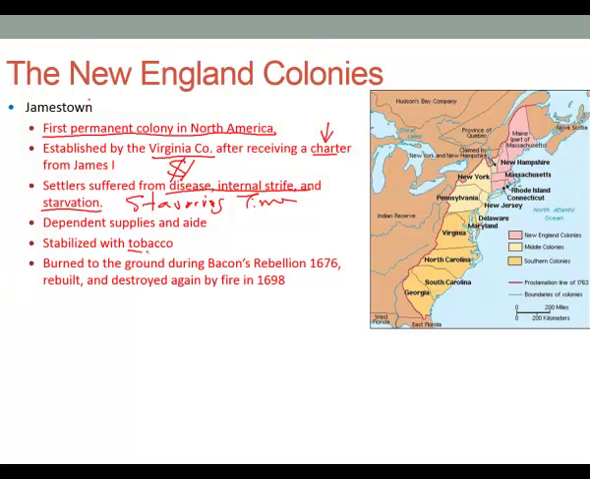Stabilized with tobacco. Your pre-quiz you all took involved indigo. Indigo is the first major cash crop. Tobacco will be the cash crop that's going to save your colonies, though. Burned to the ground during Bacon's Rebellion, 1676. Rebuilt, destroyed again.